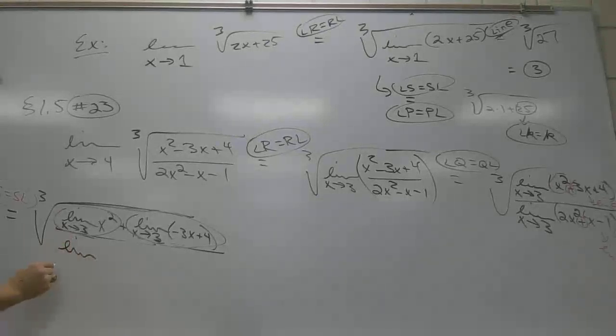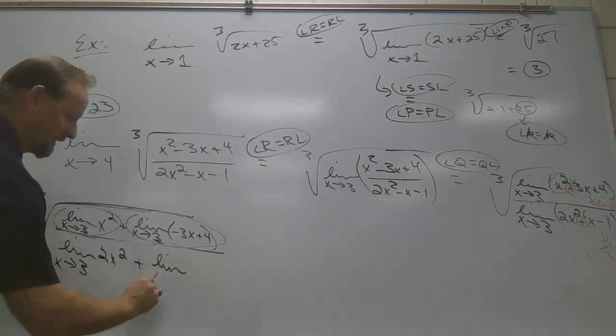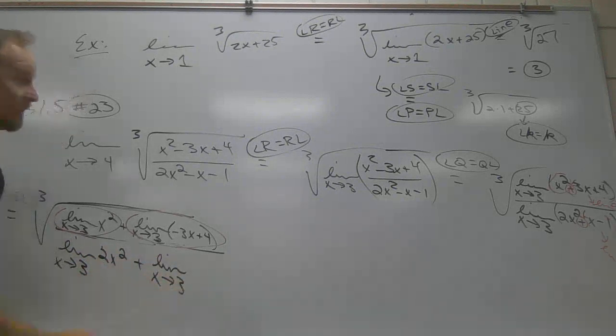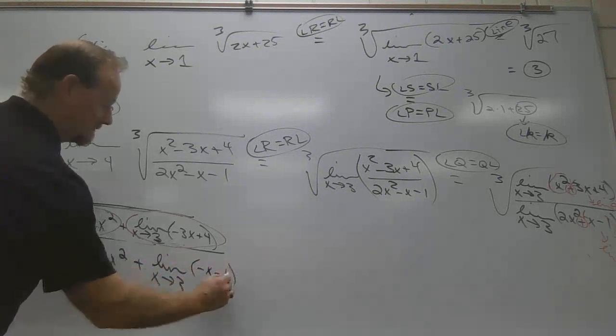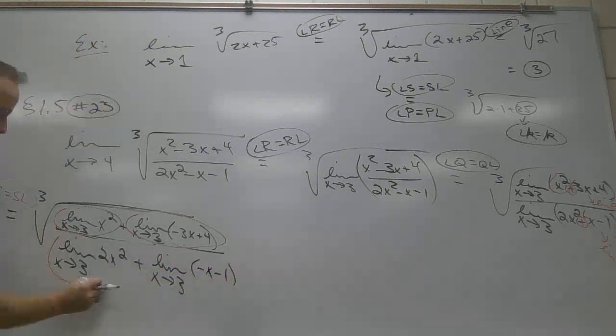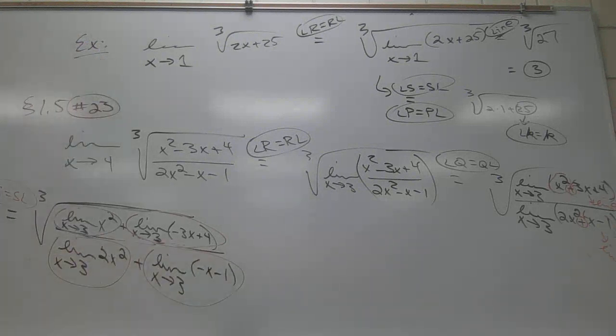Limit, but it's limit first, right? Limit as x approaches 3 of 2x squared, and then plus the limit as x approaches 3 of what? Minus x minus 1. Everybody agree? And so once again, here's my two parts here. All good? So I'm splitting it up.